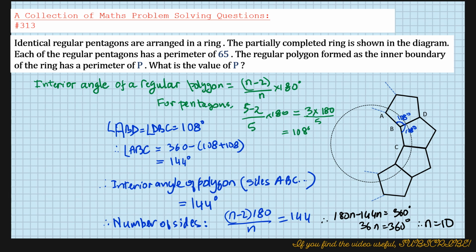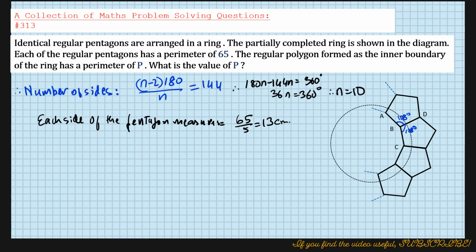So if n is 10, now we need to find the value of p, the perimeter. We know from the first part that the perimeter of each pentagon is 65, so 65 divided by 5, and that is 13 centimeters.